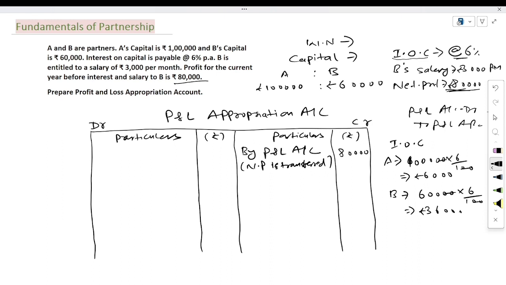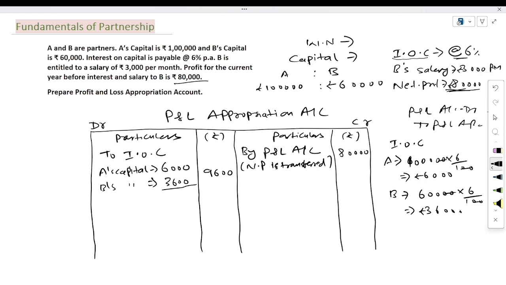So we will write here interest on capital. How much interest will be transferred to A's capital account, and B's capital account? A's capital account 6,000 and B's capital account 3,600. So the total interest on capital provided to the partners is 9,600.